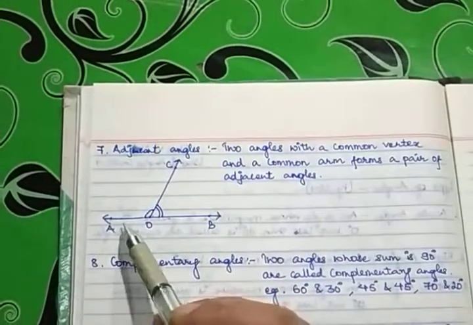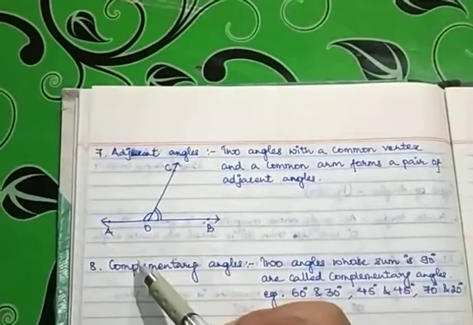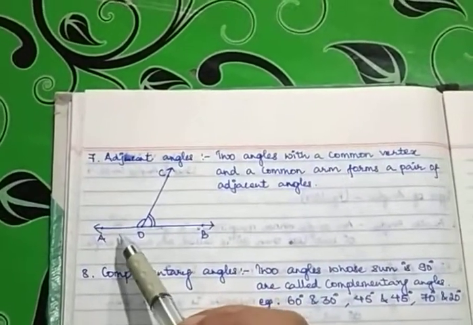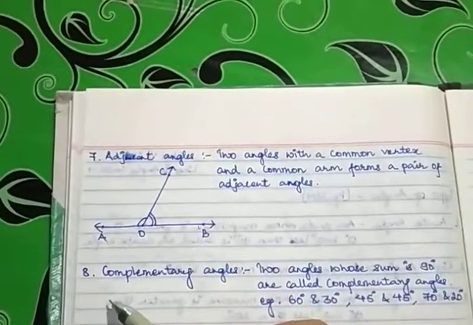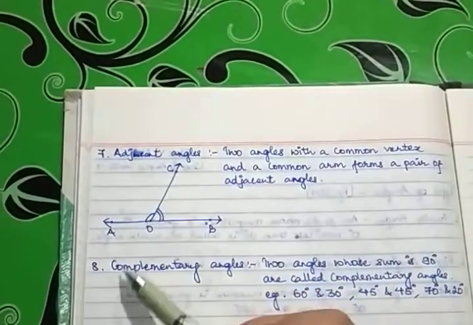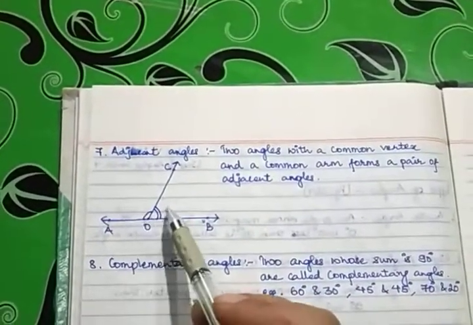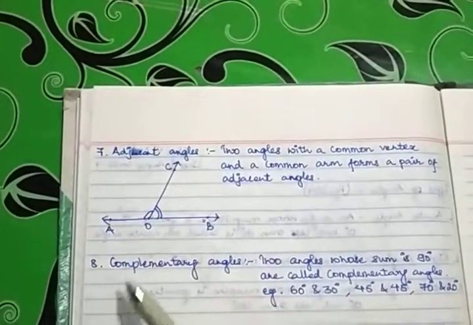That is, with OC as common arm. So in that case, your angle AOC and COB is known as your adjacent angles, with OC as your common arm for both the angles. Now at this point, these two angles are also known as linear pair. Remember, these two angles are also known as linear pair.